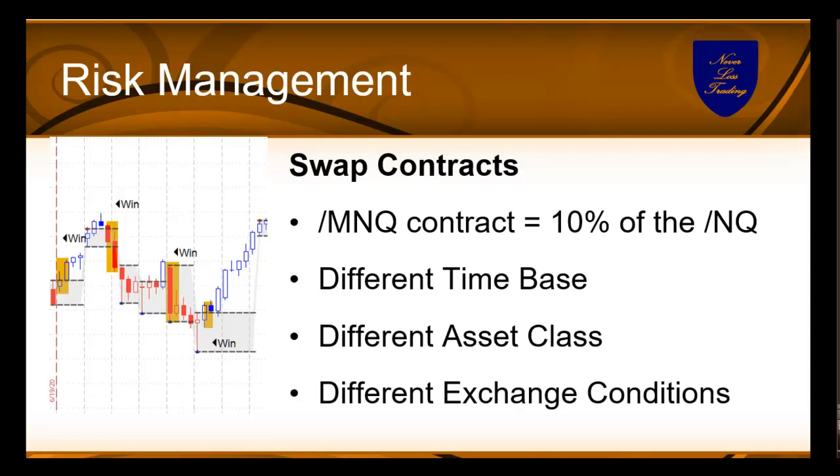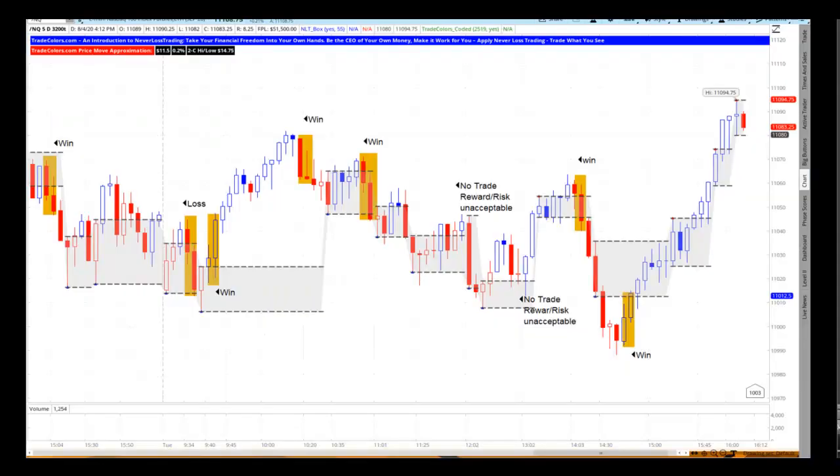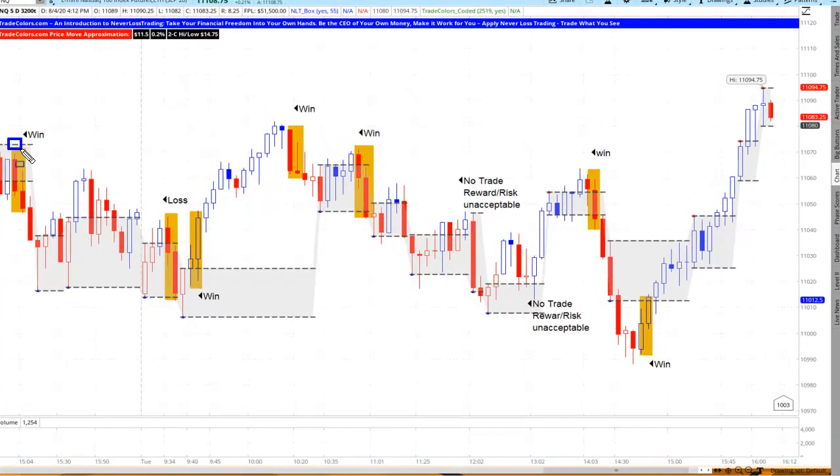Or you go to different exchange conditions. What would that mean? Moving, for example, from a time-based perspective to a tick-based perspective, looking at transactions rather than time. Here's an example. What you see here is a 3,200 tick chart for the E-mini NASDAQ 100 futures. And you see in the observed time frame, it's 2 days, we had plenty of different opportunities to the downside as to the upside, always following the conditions.